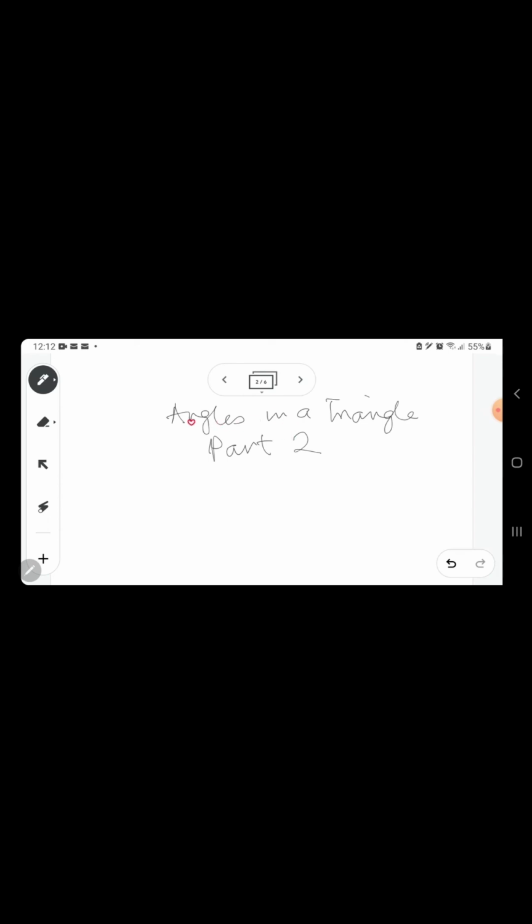Again, today we're going to talk about angles in a triangle part 2. This type of question can be in the form of a right angle triangle, or it can just be a normal triangle, but you have some algebra or an algebraic equation as part of the question. So let me give you an example.